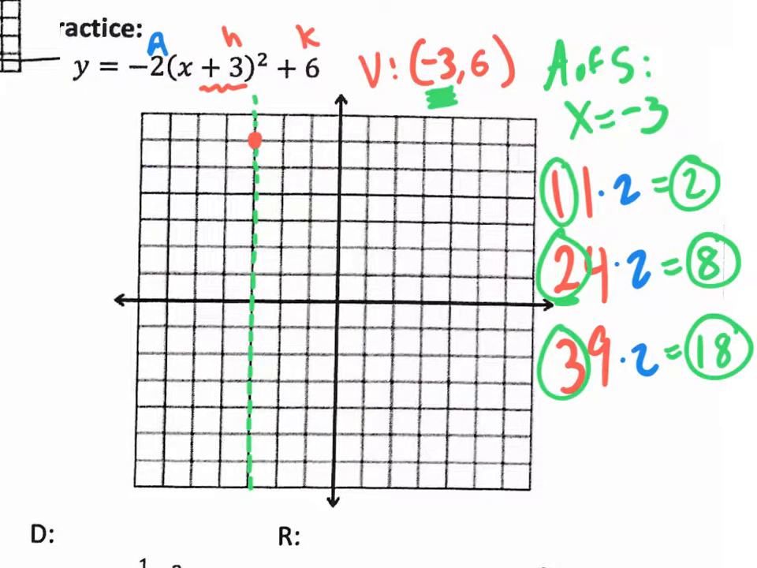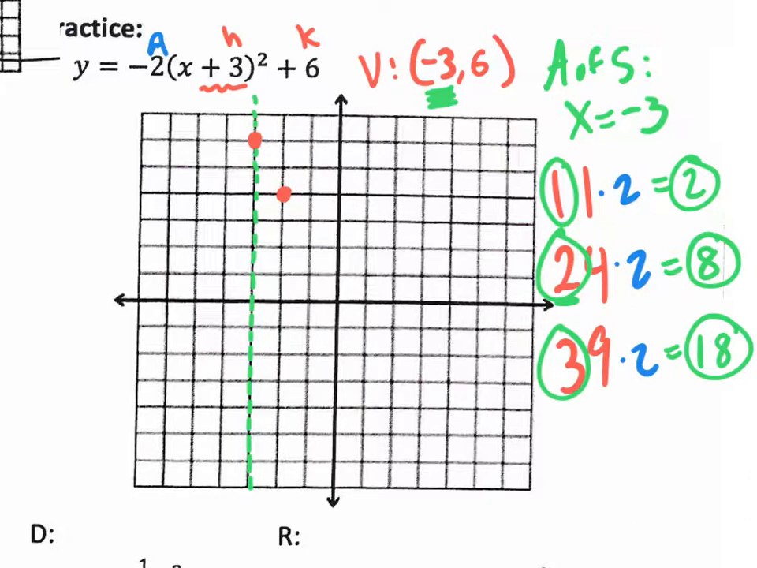All right, so let's go to the vertex. I'm going to go 1 over and 2 down. Why am I going down? Because it's negative. See, that's where it matters, if it's going up or down. So 1 over, 2 down. Put a dot right there, please. Whoops, let me do that in red.